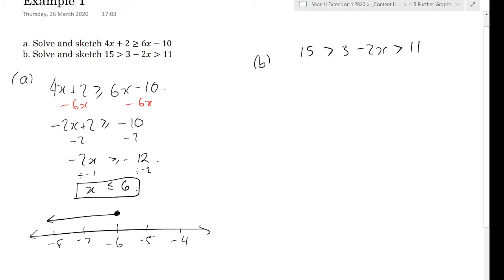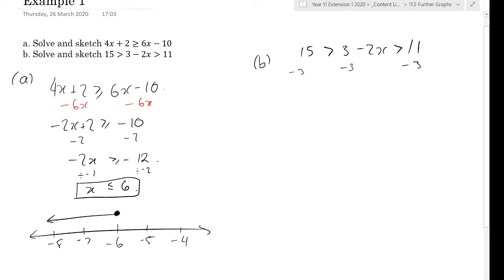If you can't see my thumb, if I cover that up, I'm left with what I've got on the other side: 15 is greater than 3 minus 2x. So what we would normally do to solve this is subtract 3 from both sides, okay? But the problem is we've also got this 11 on the other side. What we can do is just subtract 3 from everything, okay?